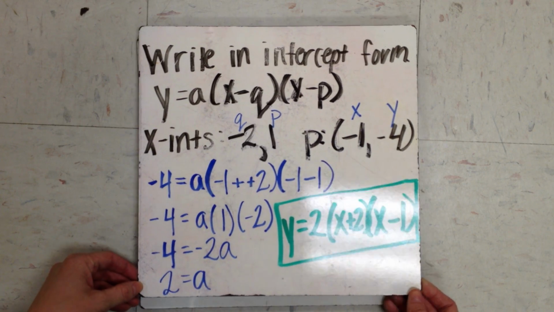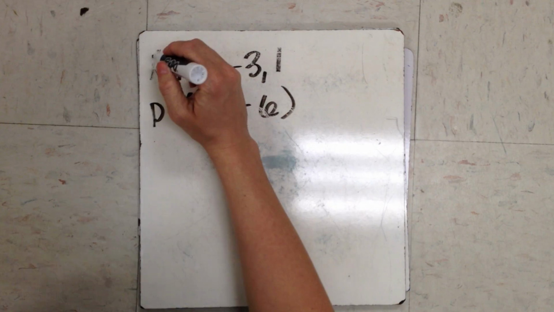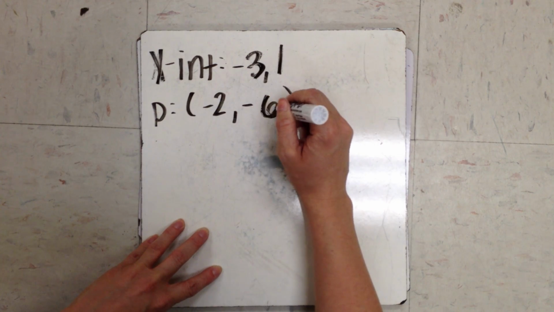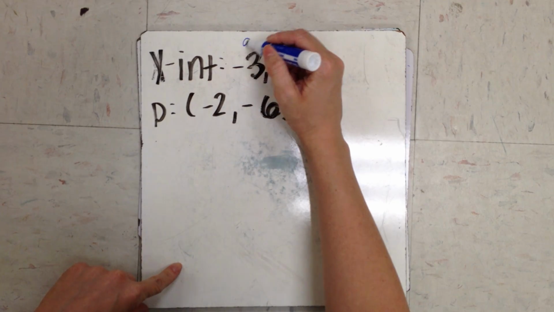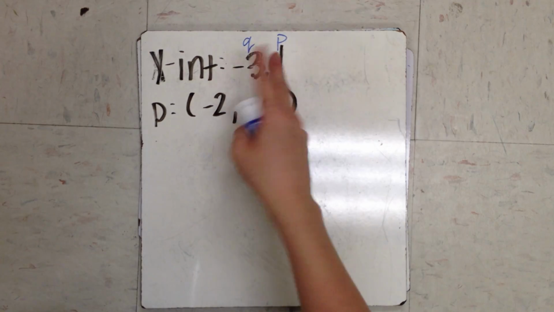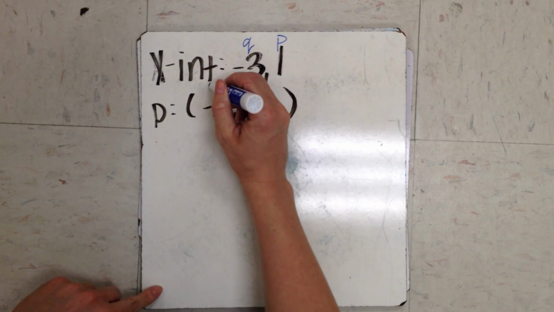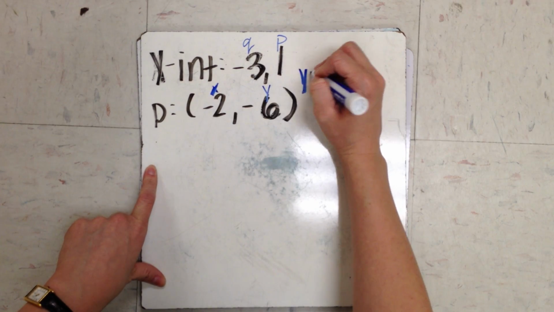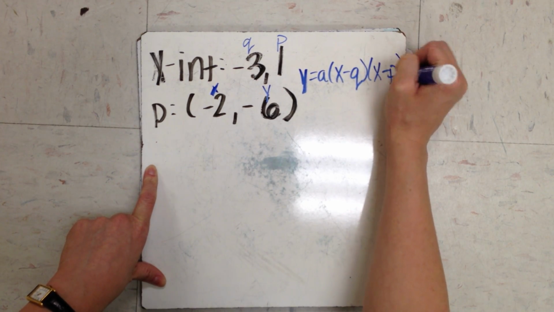We're going to look at one more of these together. We're writing in intercept form. In this problem, we're given the x-intercepts, -3 and 1, and the point on the graph, -2, -6. So the same type of process, labeling these helps a good bit. This is our q and p value. Keep in mind, you could say that's your p and that's your q. You get the same answer. It doesn't matter. Our x and then our y value. So our equation, once again, is y equals a times x minus q times x minus p.